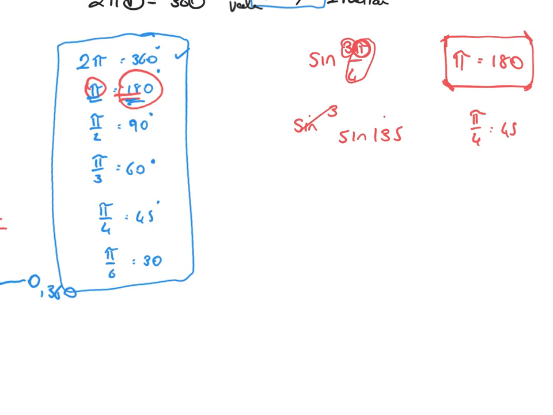Okay, so let me just go over that again. Your base then is pi radians is 180 degrees. So pi over 4 is 45, because that's 180 divided by 4, so it's pi over 4, 45, times that by 3, 45 times 3, and that's 135. Okay, sine 135. Okay, back to today's work then.